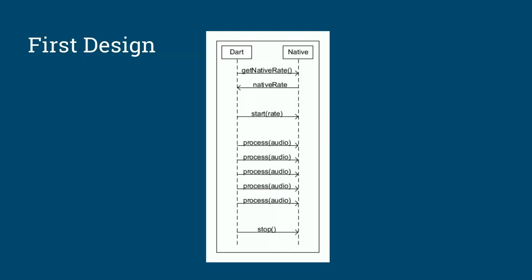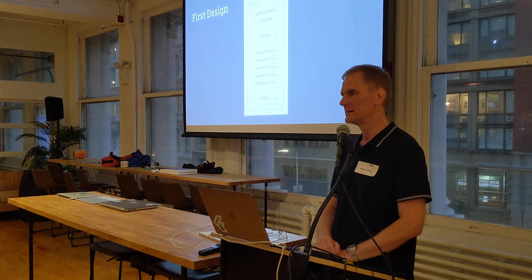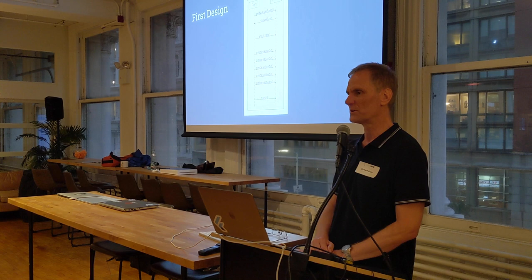So here's our first design of what we're going to do to try and replicate my beloved Web Audio API that I like to hook up to. Dart's on the left, native on the right. Very first thing I need to know is what the native sound card frequency is, what the sample rate is. On iOS I would know that it's 44.1K because it always is. On Android it's normally 48, but it might not be.